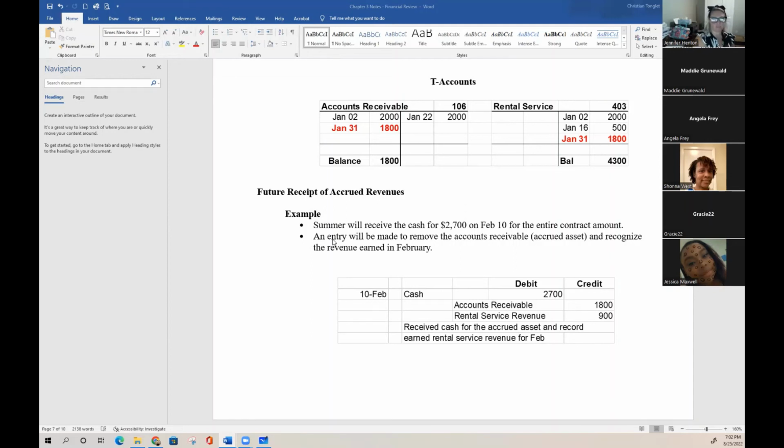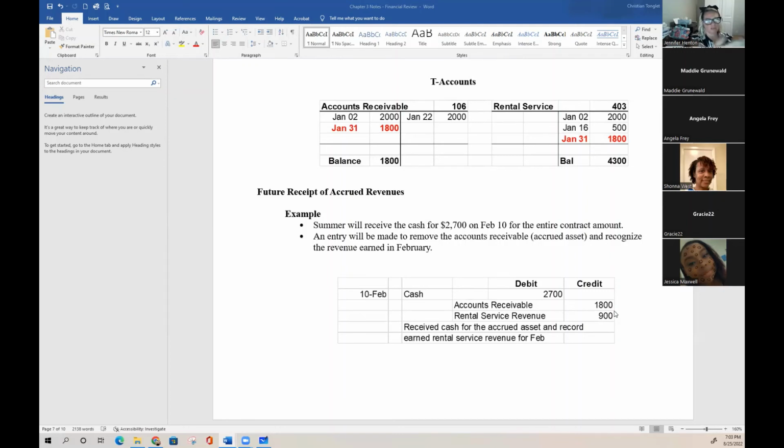And we're going to recognize the revenue that's for February. So remember, it's not going to be the whole thing. It's going to be the balance of what we had billed the previous month, and then it's just going to be the remaining amount that goes to revenue. Well, cash is an asset account, so it's a debit, and I'm getting the whole amount, so $2,700. I need to remove the accounts receivable because now they don't owe me anything, so I'm taking that off, $1,800. So it's sitting as a debit.